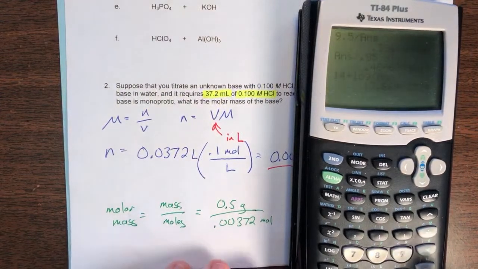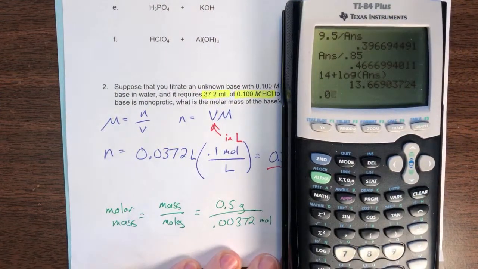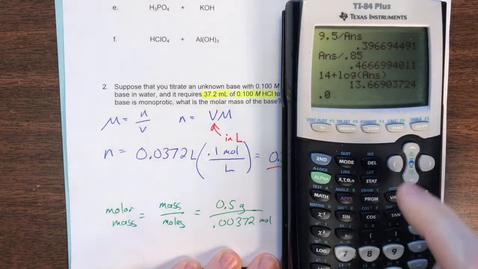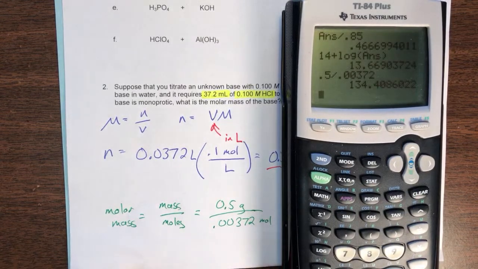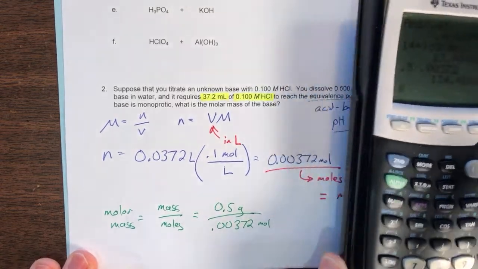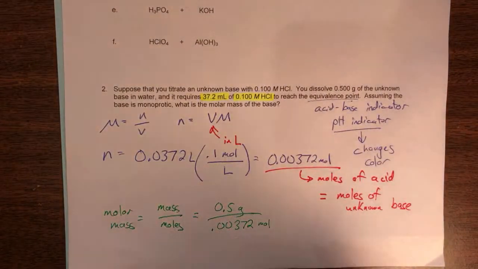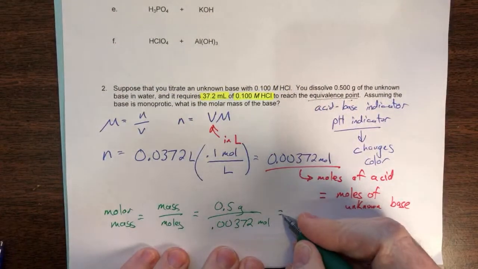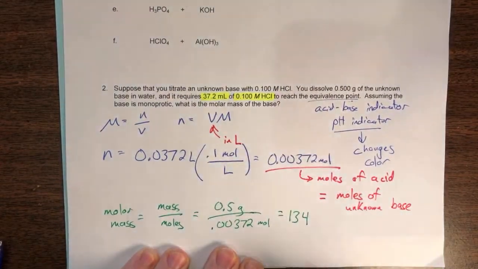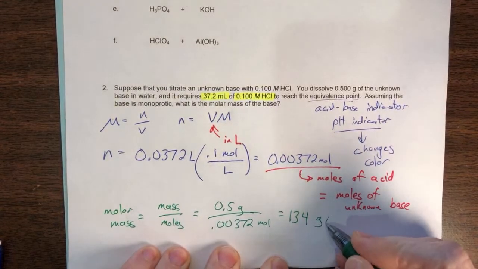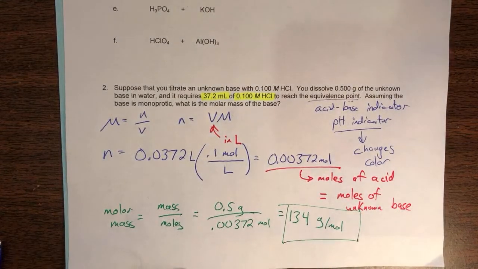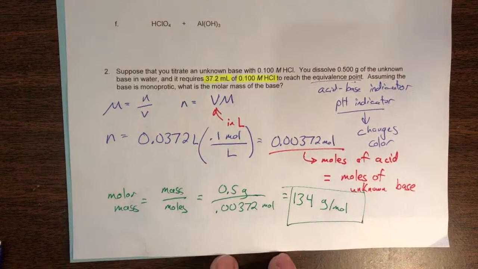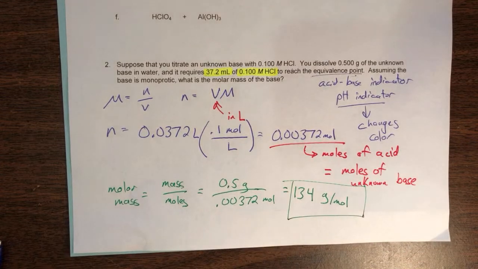So we have 0.5 divided by 0.00372 gets us 134.4. We have only 3 significant figures. We're going to round it off to 134. And the units are grams per mole. Okay? That is how to solve a titration problem. And it's really, really unfortunate, guys, that we can't actually do this in the lab. So sorry about that, but we're still going to do these calculations.